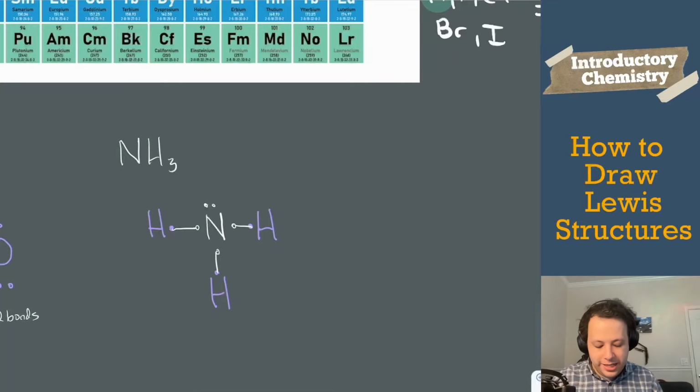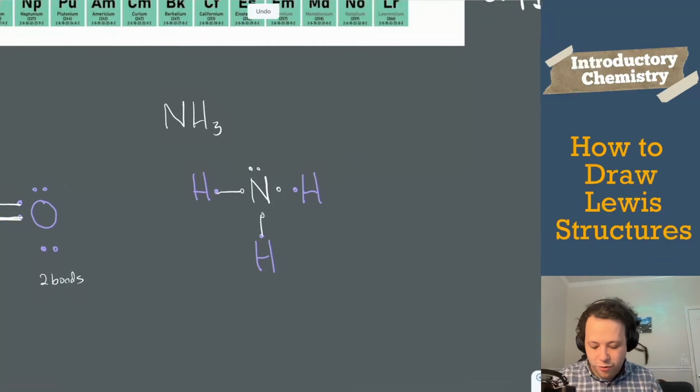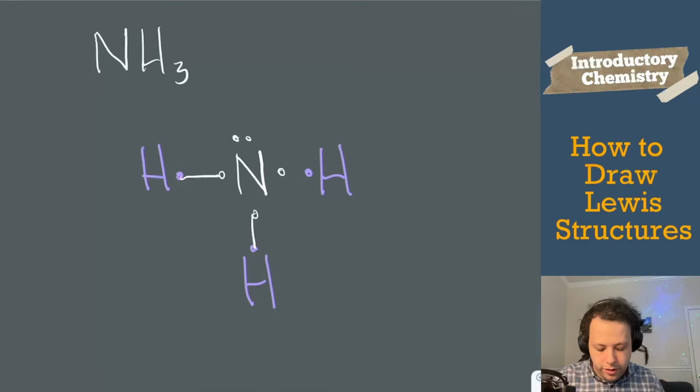Now you can see we can count and double check for ourselves. Do we have the right number of electrons? If I take a look at that, for nitrogen we have 1, 2, and those are the 2 for hydrogen as well.